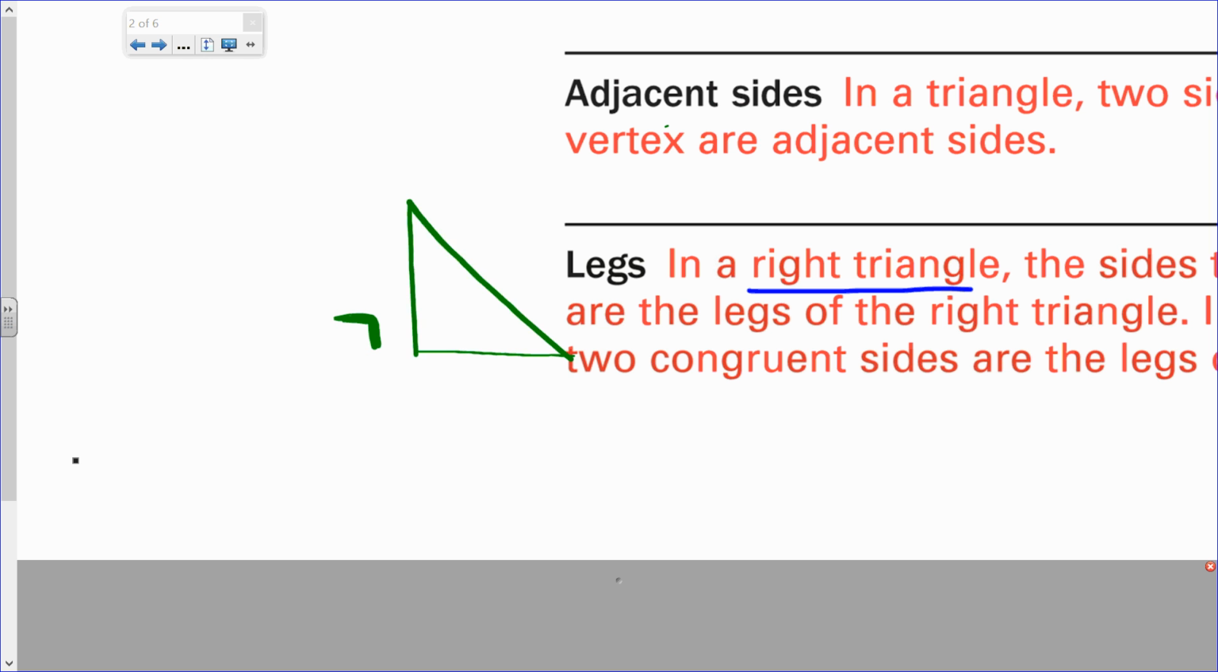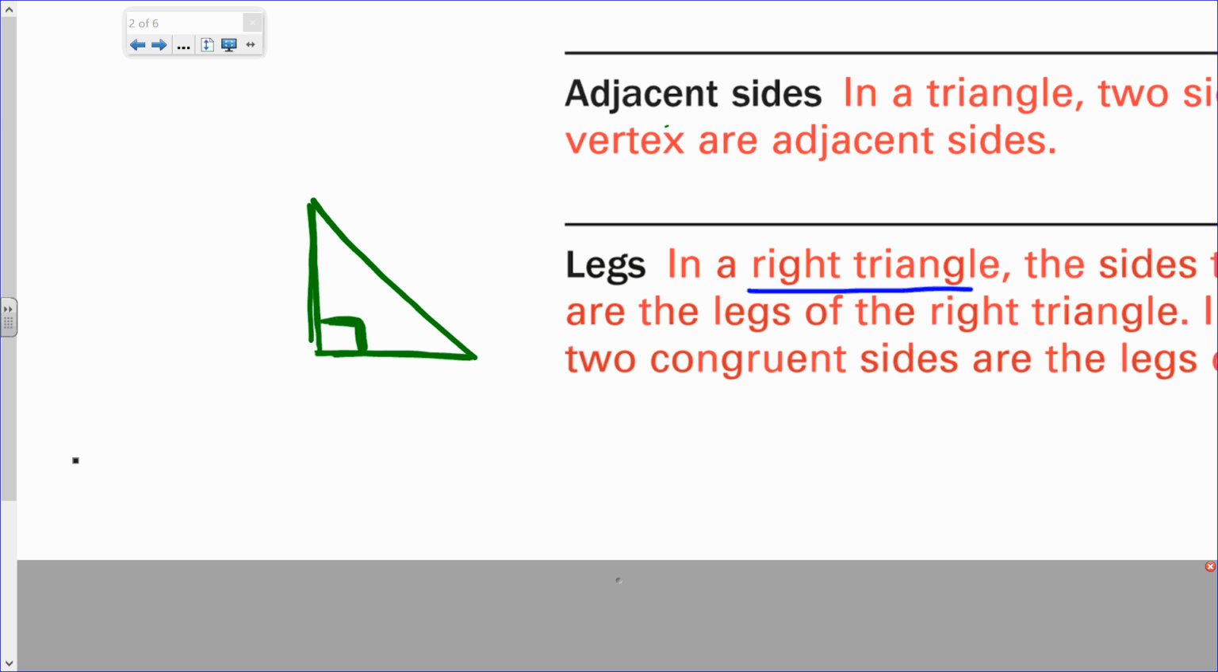In other words, this side up there, this side right here and this side form the right angle. So these two sides here are the legs. You might want to just put an arrow here and an arrow here to point at the two legs, because those are the sides that form the right angle. So that's the legs of a right triangle.